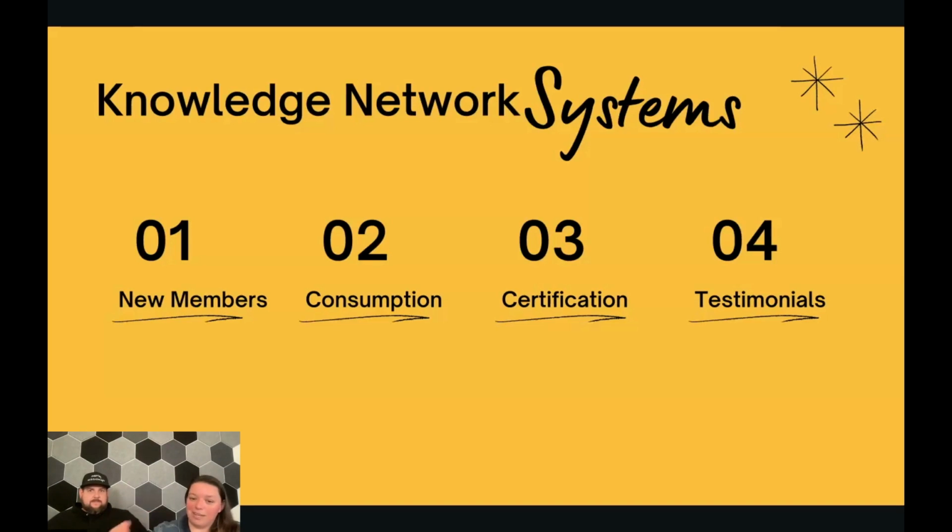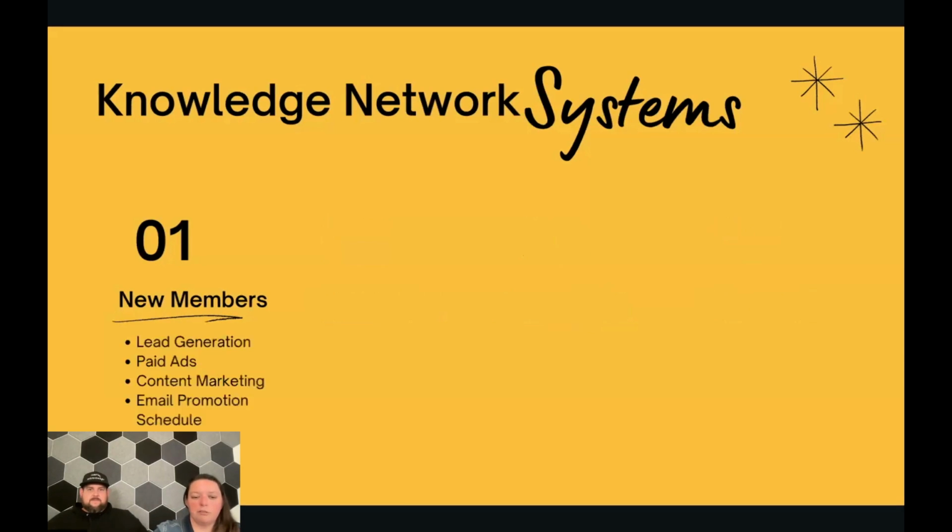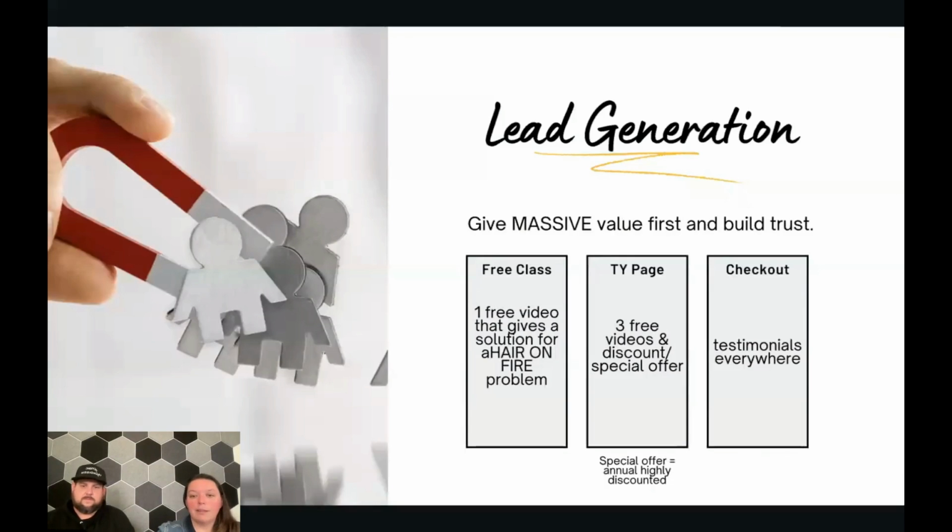All right, so let's dive into each one of these and the systems under each one. I have new member systems, consumption systems, certification, and testimonial systems. For new members, we obviously have lead generation because we need a list. We have a paid ad system, we have a content marketing plan, and then we have an email promotion schedule. These are the 4 main systems that help us convert and acquire new members. All right, so in lead generation, we had our free class, right?